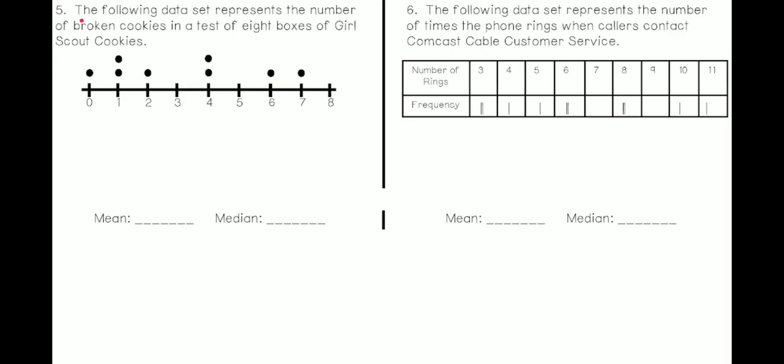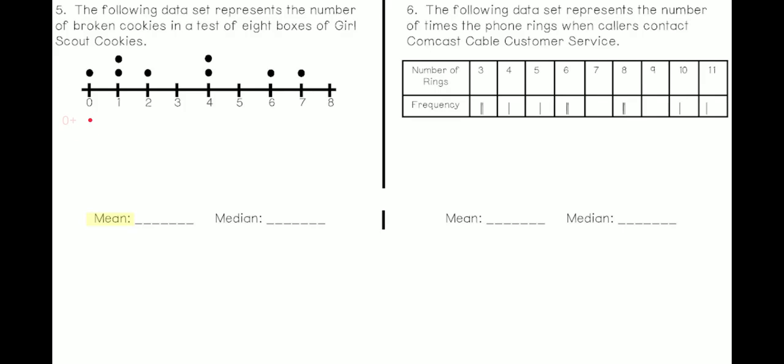Next, number 5. The following data represents the number of broken cookies in a test of 8 boxes of Girl Scout cookies. So it looks like when you buy Girl Scout cookies, there's a chance you may have a couple broken cookies. And this data set shows you how many broken cookies. So one person had 0 broken cookies. 2 people had 1 broken cookie. We had one poor person with 7 broken cookies, another one with 6 broken cookies. Fortunately, it was only 1 with 7 and 1 with 6. Anyhow, let's find the average number of broken cookies one can expect when they buy Girl Scout cookies.